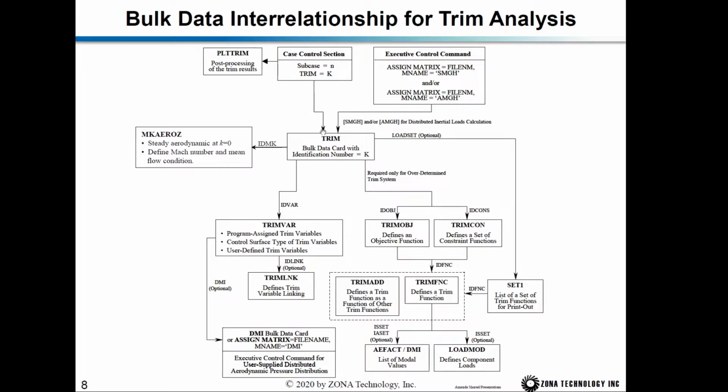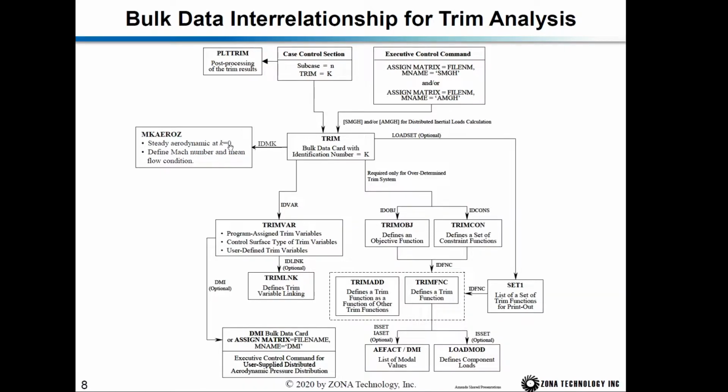And so you have a TRIM card here, and this card is activated by a TRIM case control command, and then you can use the PLOTTRIM card to output the graphic file or the force and moment cards. And then if you want to calculate the inertial loads, you need to import the SMG and AMG matrix. This is for symmetric, this is for anti-symmetric. But you don't need to import this. All you have to do is import the MGG matrix.